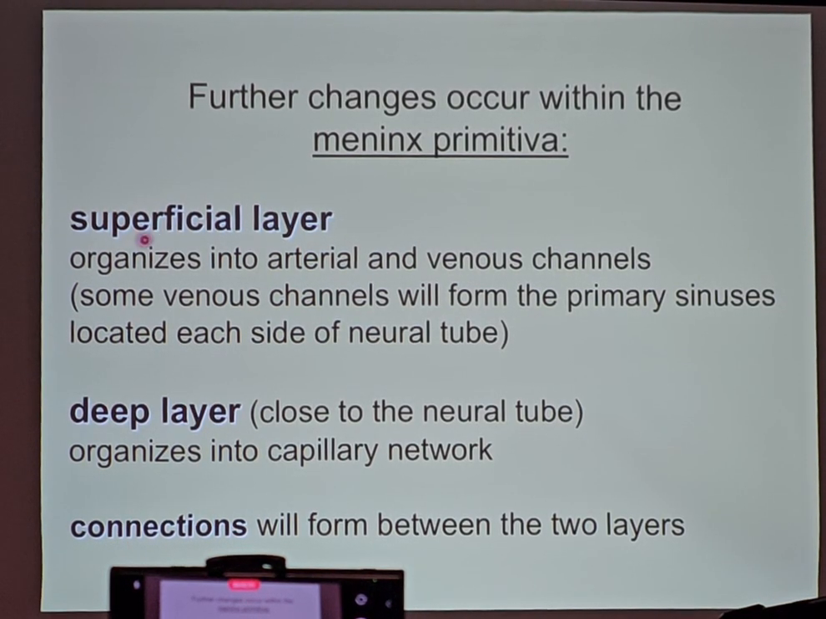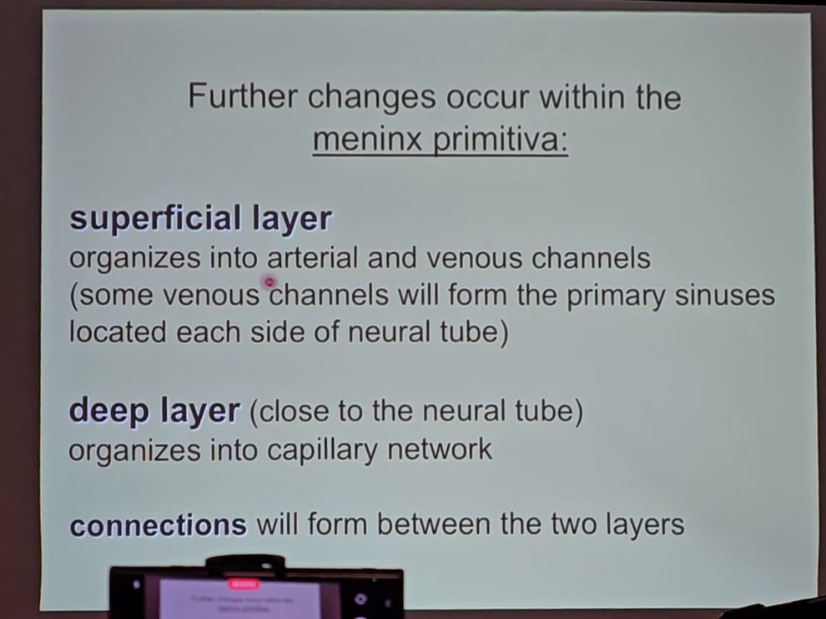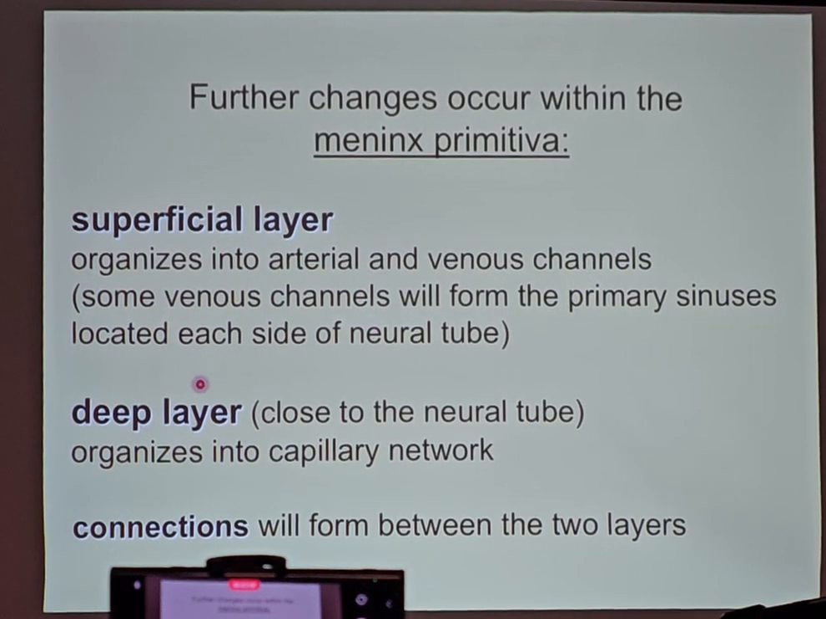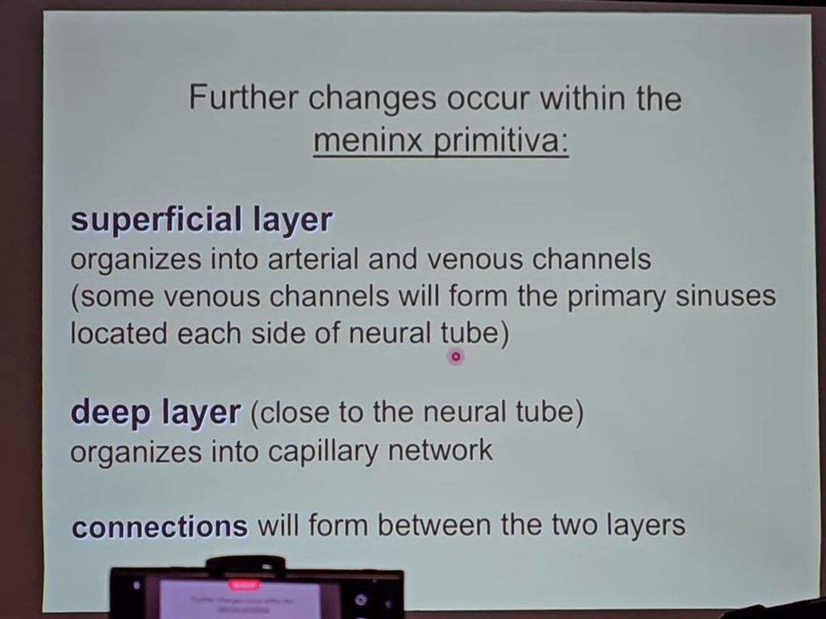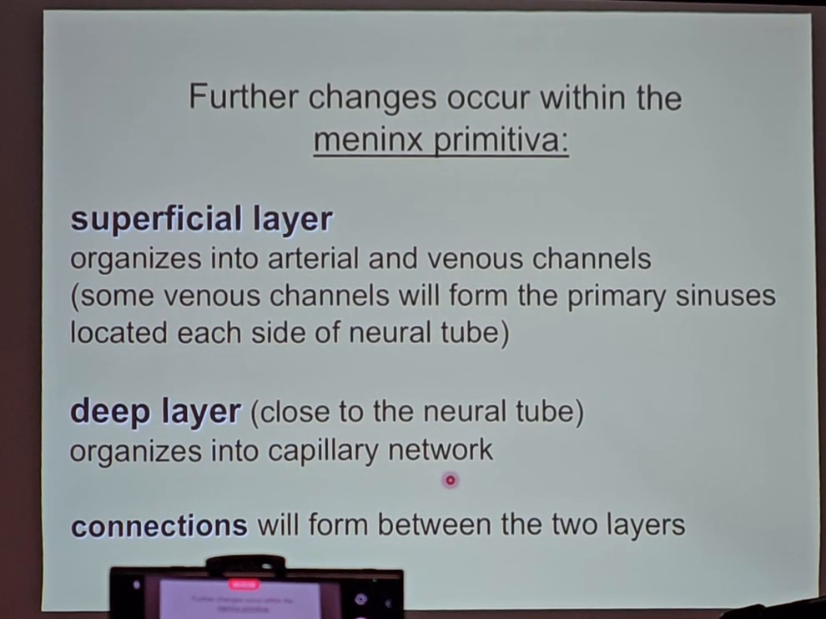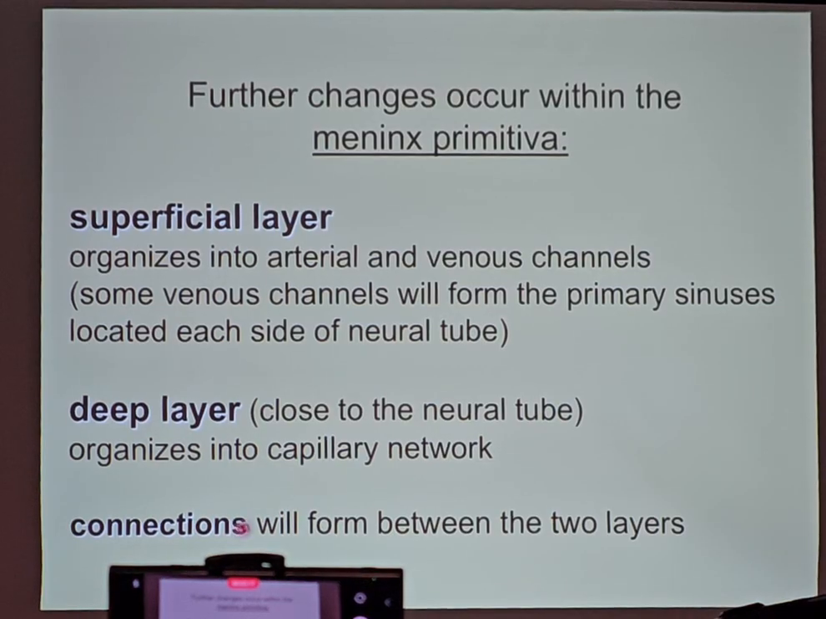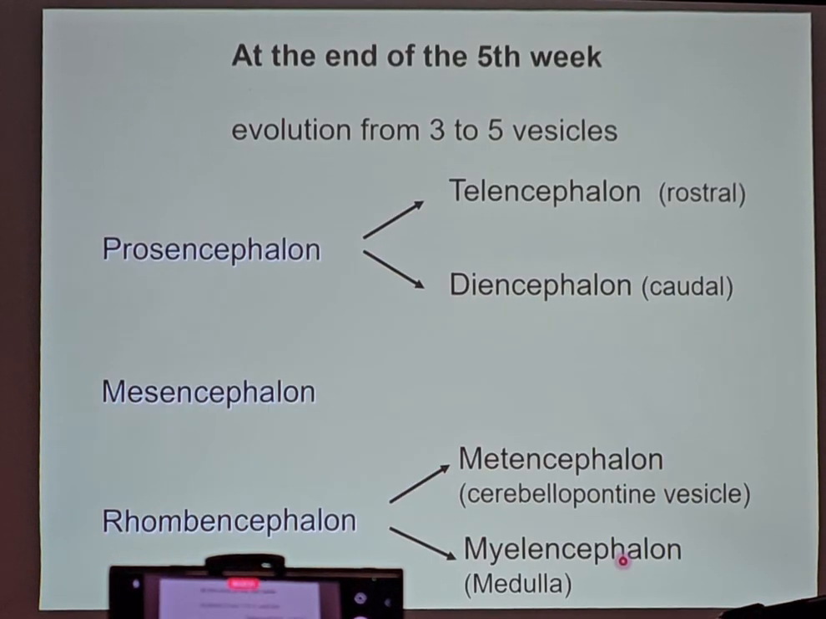The superficial layer organizes into arterial and venous channels, and some of the venous channels will form primary sinuses located on each side of the neural tube. And the deep layer, closest to the neural tube, organizes into a capillary network. So a capillary network close to the neural tube and covered by a superficial layer that contains the ventral arteries and veins. And connections will form between these two layers.